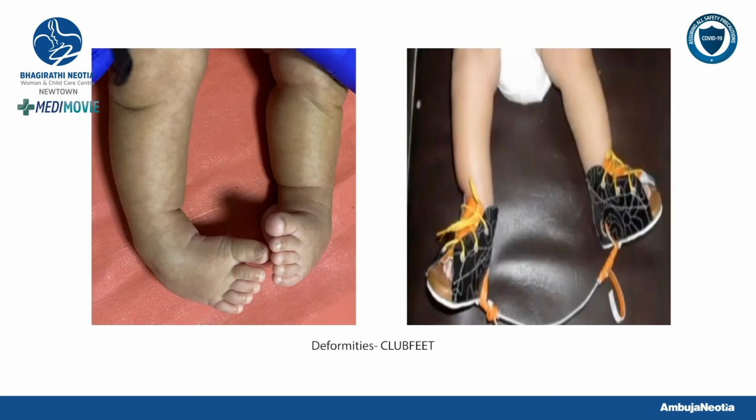Coming to the deformities, we have divided the deformities into two parts. One is congenital, one is developmental. These are the developmental deformities. The most common deformity in the foot is known as clubfoot, which is also known as CTEV. So this is a child showing CTEV of both feet. We have corrected it, and that is the foot abduction brace which is provided for maintenance of correction.